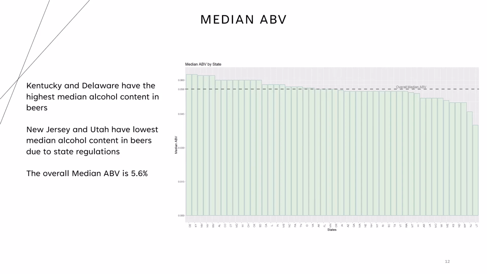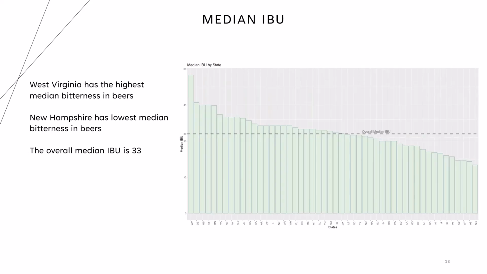It's interesting to look at Utah here. They have the lowest median ABV, mainly because in that state there are restrictions on how high the alcohol content can be for beers, and so the breweries there are making relatively less high ABV beers than the rest of the country.